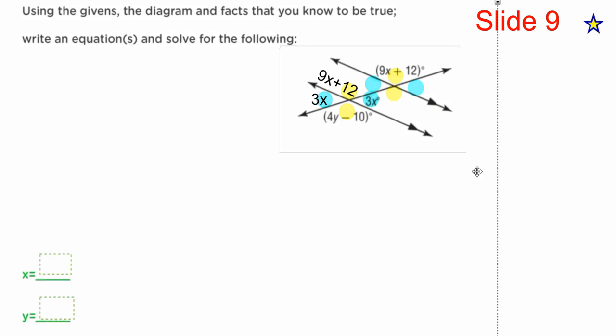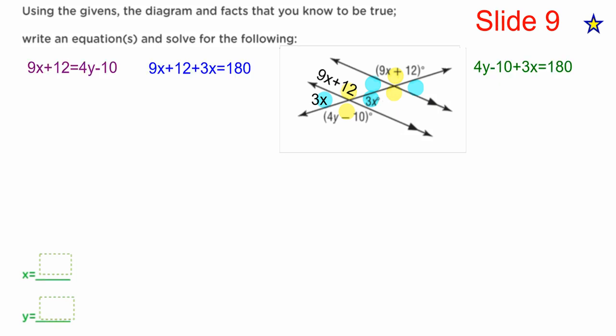So now looking at my diagram, we see a couple things to be true. We see that 9x plus 12 plus 3x is equal to 180. We see that 9x plus 12 is equal to 4y minus 10. We also see that 4y minus 10 plus 3x is equal to 180. So we have three equations that are being formed.